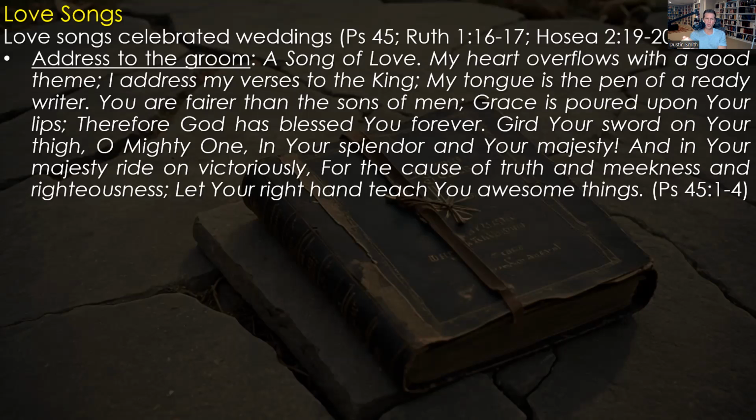Gird your sword on your thigh, O mighty one, in your splendor and your majesty, and in your majesty ride on victoriously. For the cause of truth and meekness and righteousness, let your right hand teach you awesome things. Okay. So a lot of poetry is taking place here. Clearly, this is a king, and he's a pretty powerful king. He's the mighty one. He shares in God's splendor and God's majesty. He's someone that has been blessed by God, perpetually.